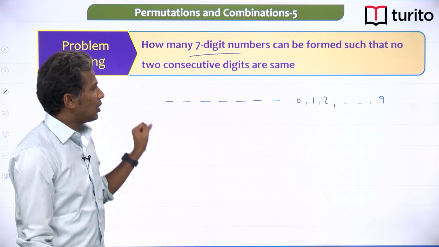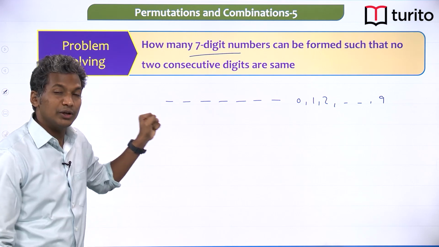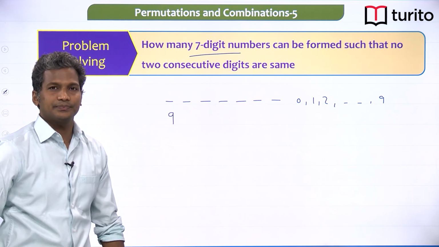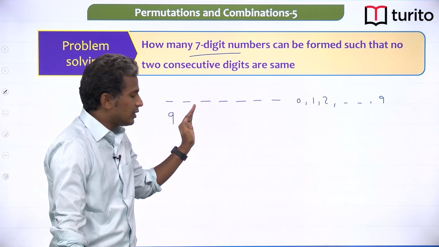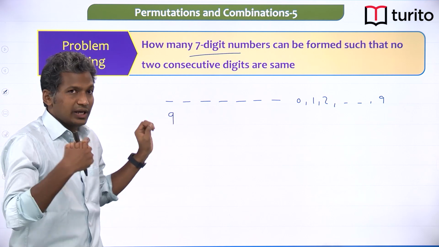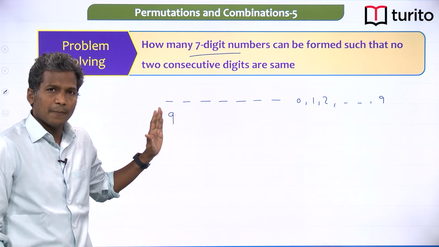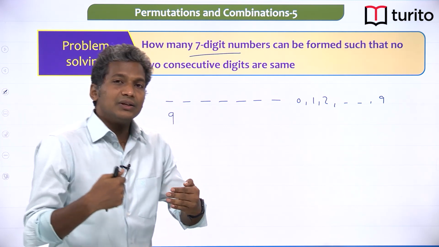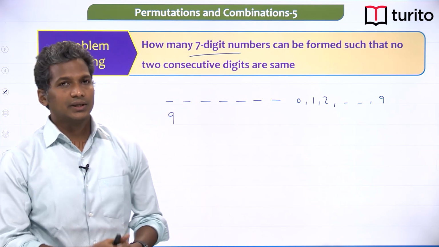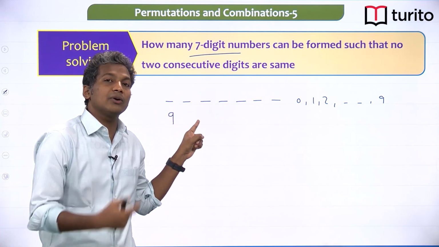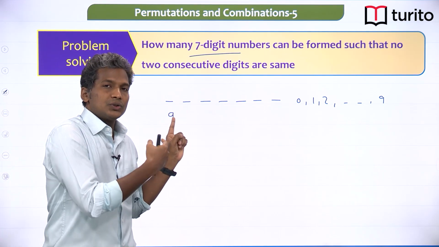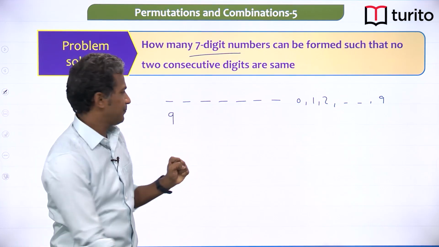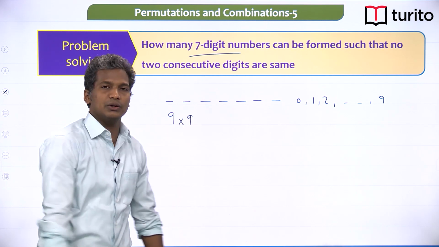How do we do it? For the first location, how many options are there? 0 cannot come here, so there are only 9 options. Now we go to the next location. Once you fill the first position, you have to fill the immediate position, because the condition requires you to take care of consecutive digits. The next digit cannot be the same as this digit. If we remove one digit, there are 9 options. So for the second location there are 9 options.